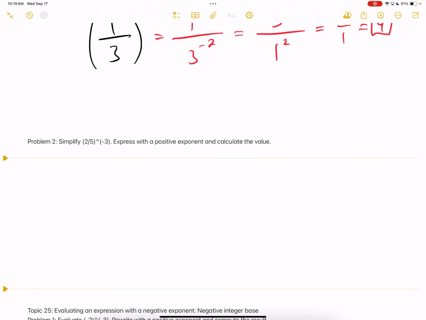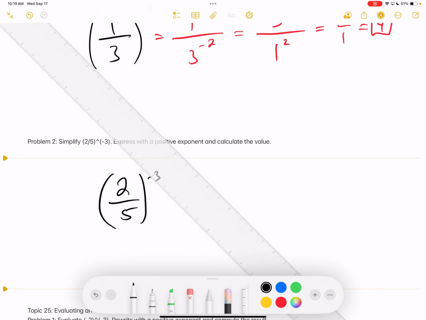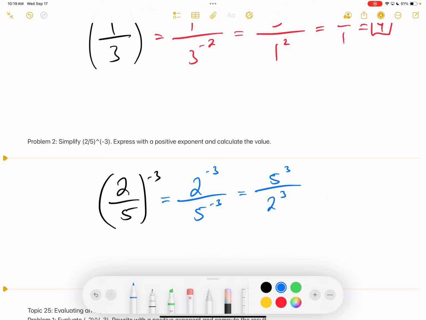Do another one of those. 2/5 to the negative 3. So on this one, this is 2 to the negative 3rd, 5 to the negative 3rd. You have to take that to the negative 3, to everything inside the parentheses. Now let's turn it positive. The 5 to the 3rd comes up here. The 2 to the 3rd comes down there. When I move it across, it makes the exponent positive. 5 cubed is 125, and 2 cubed is 8.